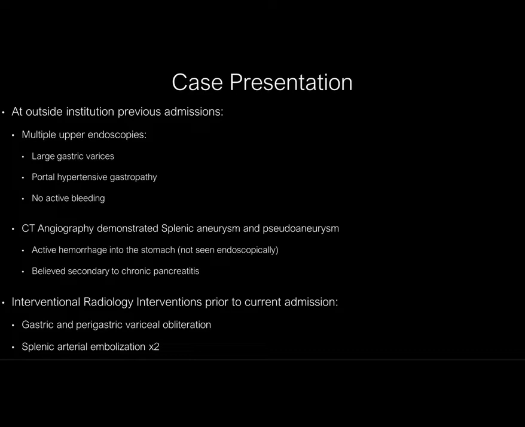CT angiography demonstrated splenic arterial aneurysm and pseudoaneurysm, for which our interventional radiology service had performed gastric and perigastric variceal obliteration, as well as 2 splenic arterial embolizations prior to this current admission. It is believed that her pseudoaneurysm was a result of chronic alcohol abuse and chronic pancreatitis.